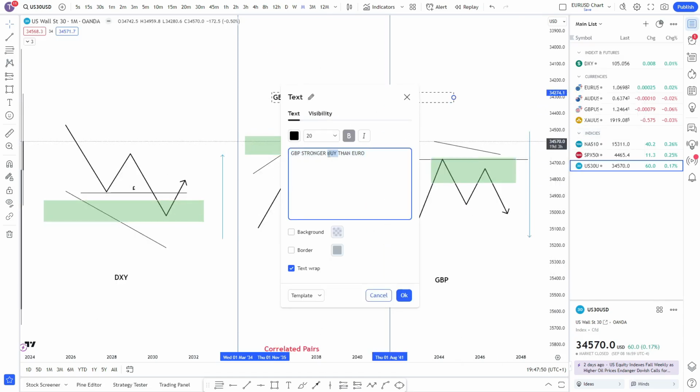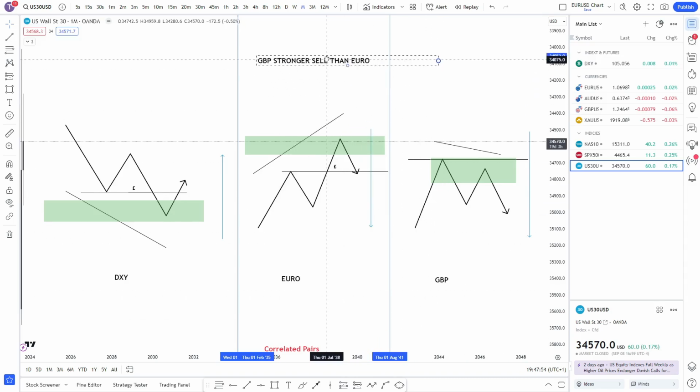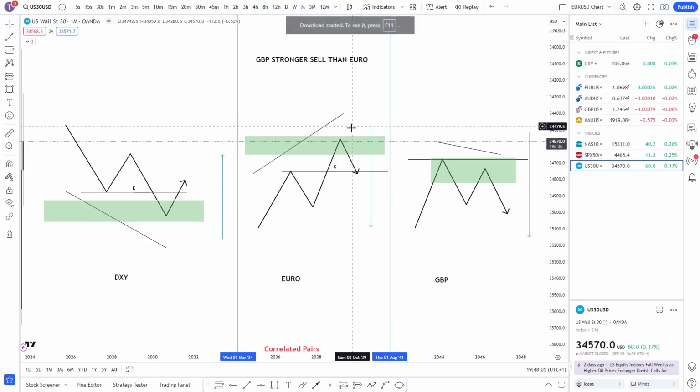And this here would be a stronger sell than euro if the same thing was happening but in a bearish bias and the DXY was doing its thing. The DXY is coming to its discount level. The pound is a stronger sell at this point right here.